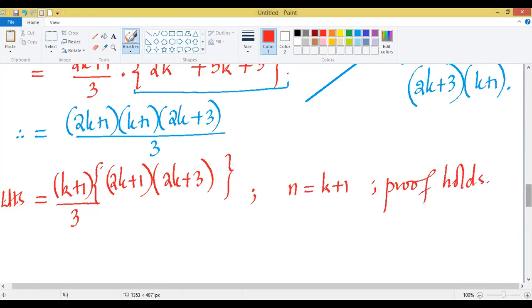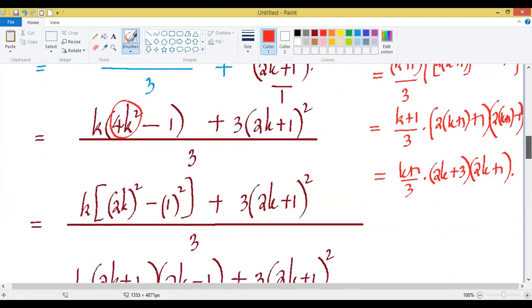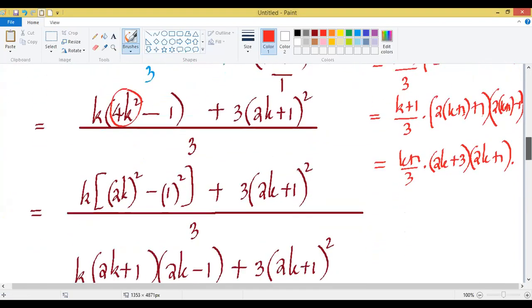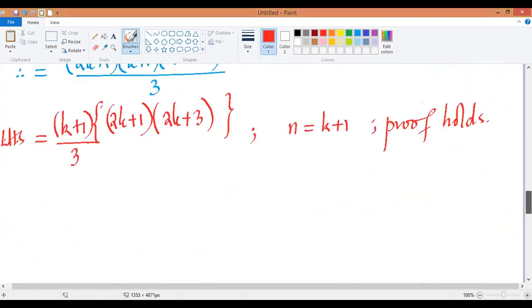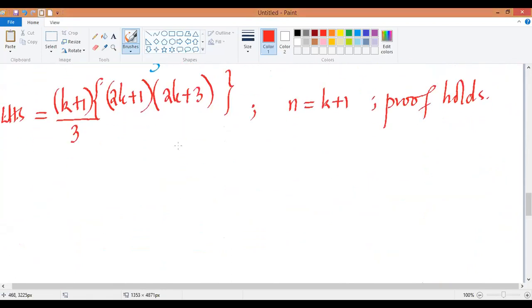Not to make it so long, I just pushed the right hand side closer to my left hand side where we have factors. That was the trick in that. So draw the conclusion.